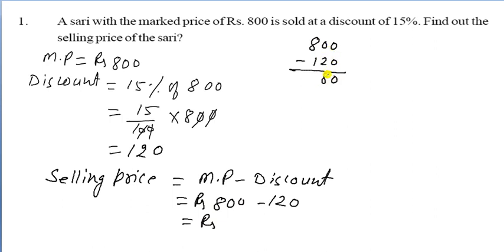So what will happen? 0 and here is 8. Here is 7, minus 1, that is 6. So rupees 680. That one is your answer. I think it's very simple. It is the selling price.